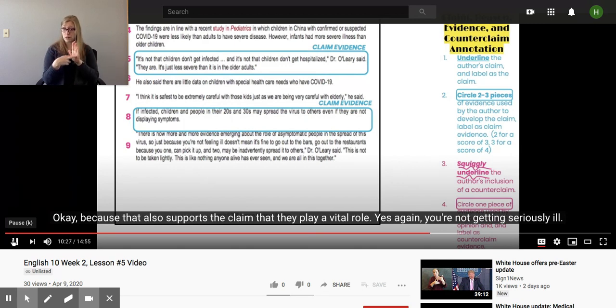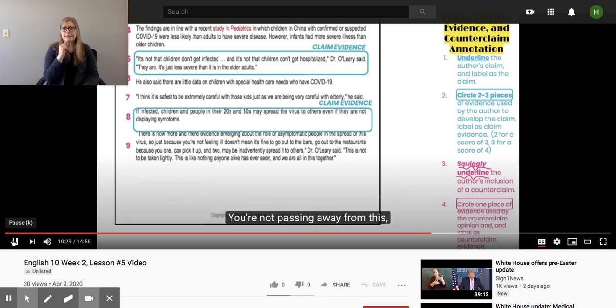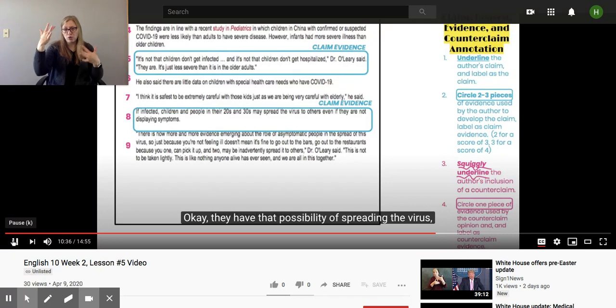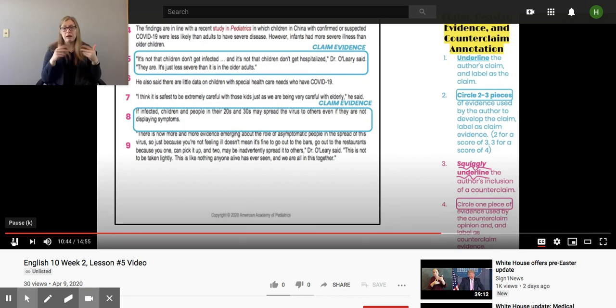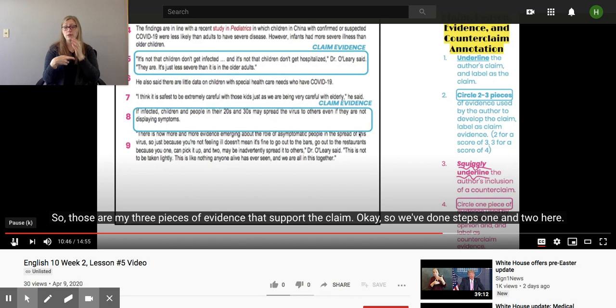Yes, again, you're not getting seriously ill, you're not passing away from this, but you are spreading the virus. Okay, they have that possibility of spreading the virus, and therefore you do play an important role. Young people do play an important role. So those are my 3 pieces of evidence that support the claim. Okay, so we've done steps 1 and 2 here.